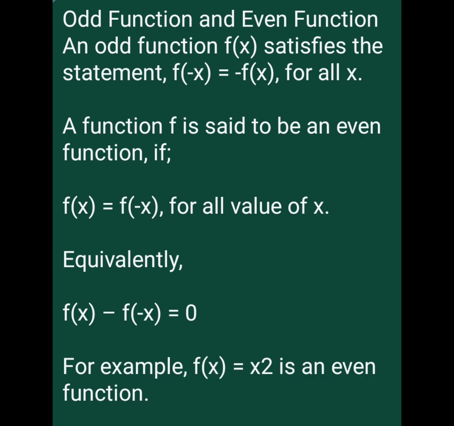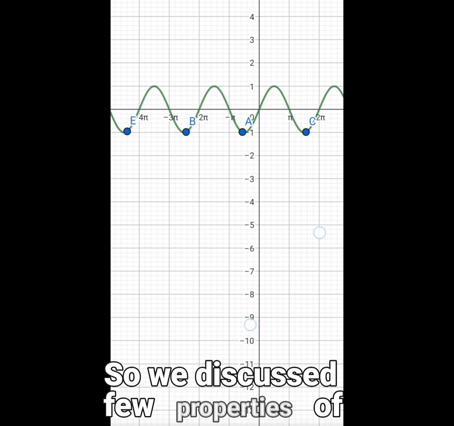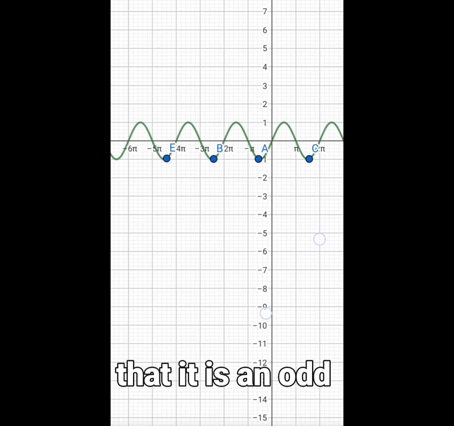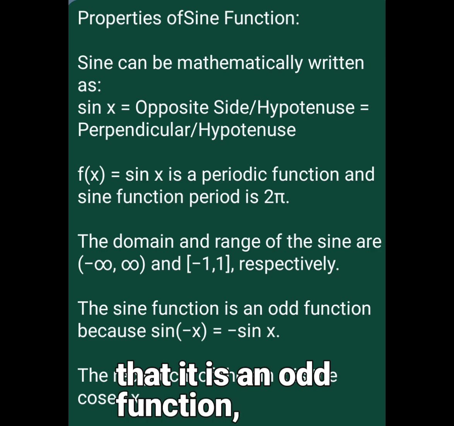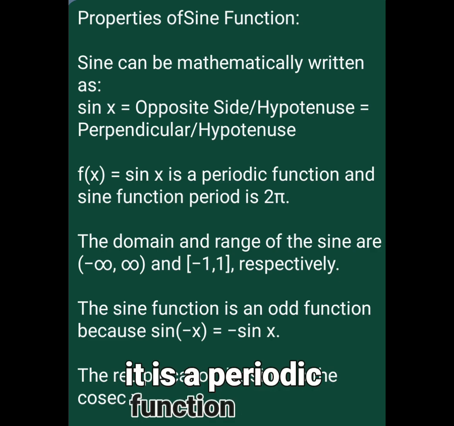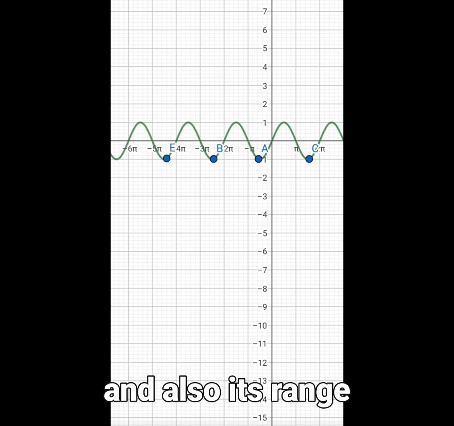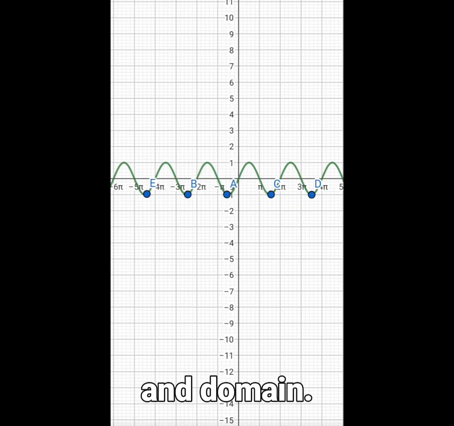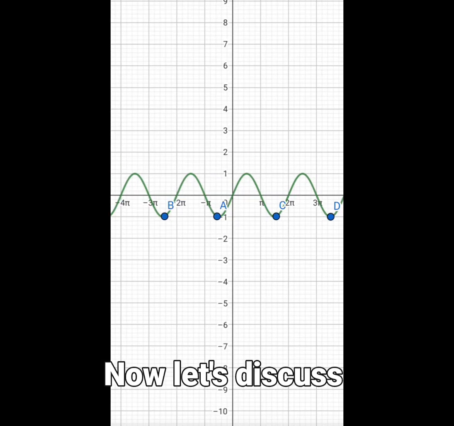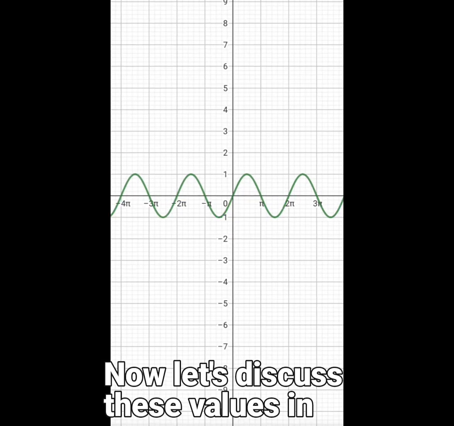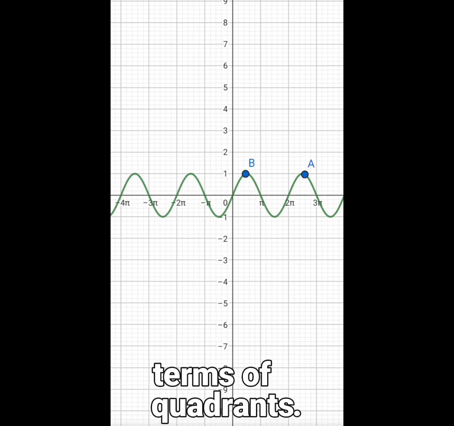And if replacing the value of x by minus x doesn't make any difference in the function, then it is an even function. So we discussed a few properties of sine function, that it is an odd function, it is a periodic function, and also its range and domain. Now let's discuss these values in terms of quadrants.